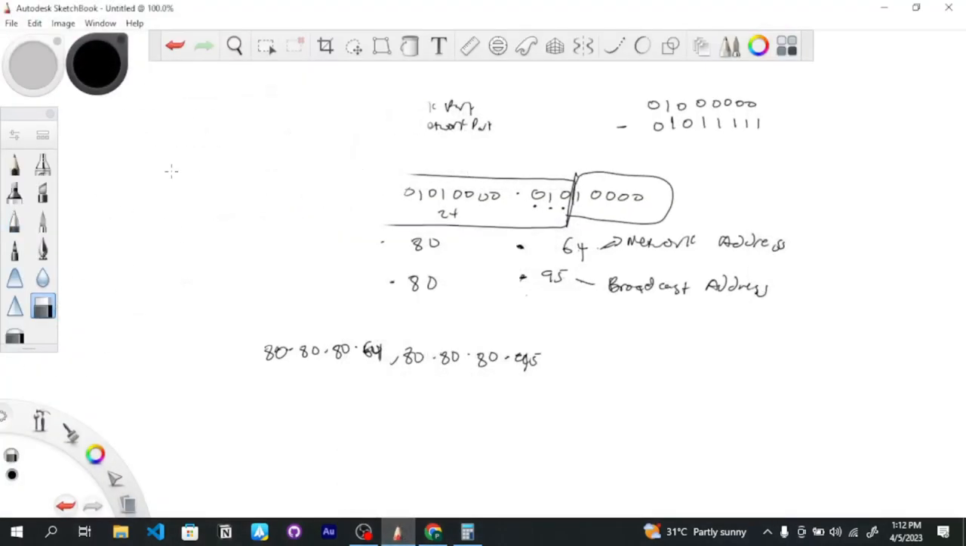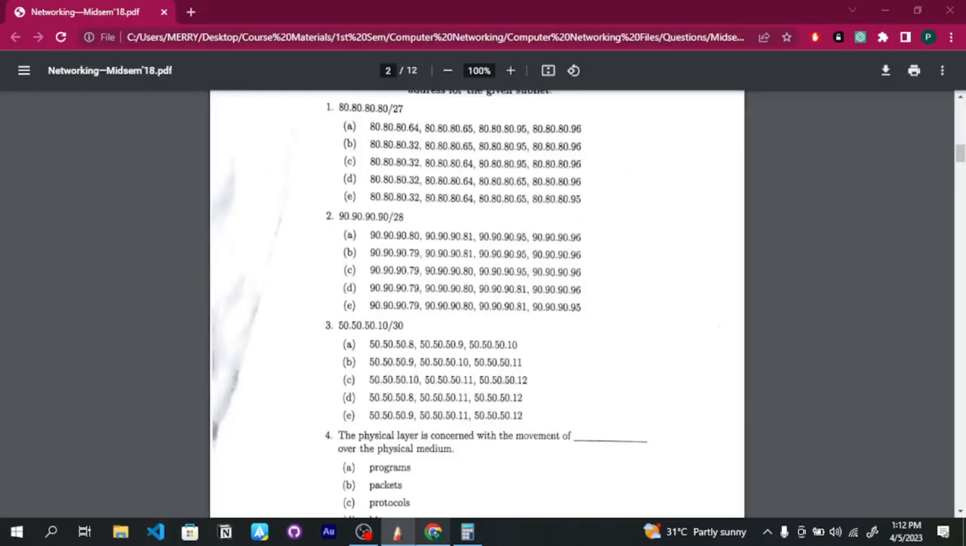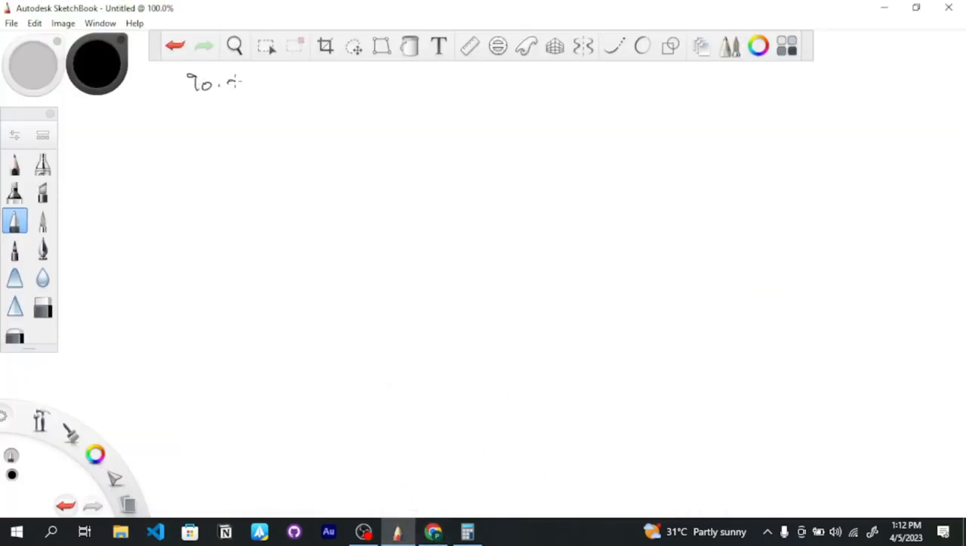The next one too follows the same pattern. You identify the network part, then you find the first address and the last address by filling the host with zeros and then the host with ones. You understand? So let's look at it again. 90.90.90.90/28. Okay, so 90 is what?